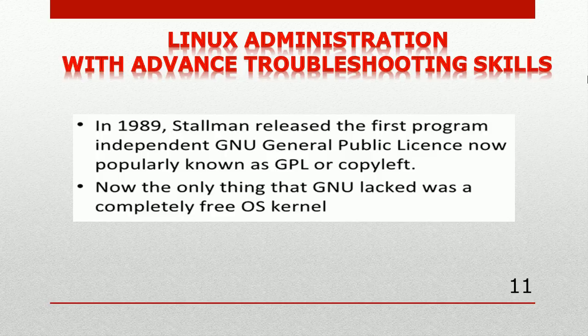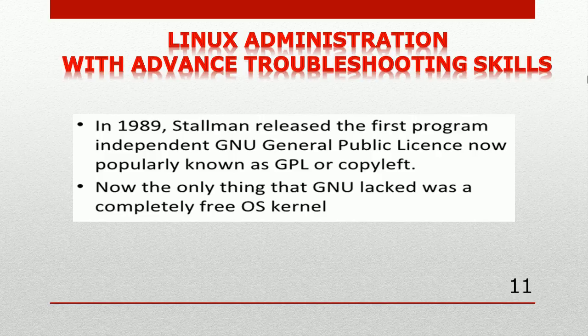In 1989, Stallman released the first program under the GNU General Public License, now properly known as GPL or copyleft. Now we need to understand what GPL or copyleft is. GPL is the General Public License. It's a free software license that is widely used across the world. It allows users to study, run, share, and modify the software. This license was originally written by Richard Stallman of the Free Software Foundation for the GNU project. It first came into the picture in September 1983.